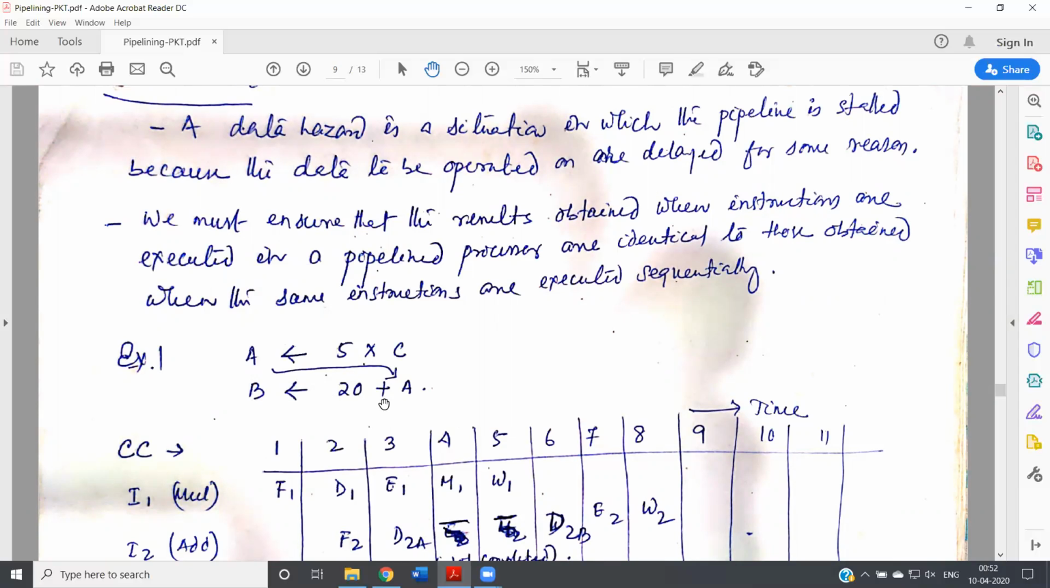Instruction 2 can only start its execution when instruction 1 completes. Unless instruction 1 has written the result into A, instruction 2 cannot read it. So we must ensure that the results obtained when instructions are executed in a pipeline processor are identical to those obtained when the same instructions are executed sequentially. If you execute instruction 2 using the previous value, then B will get an incorrect result. So instruction 2 has to wait till instruction 1 is completed.